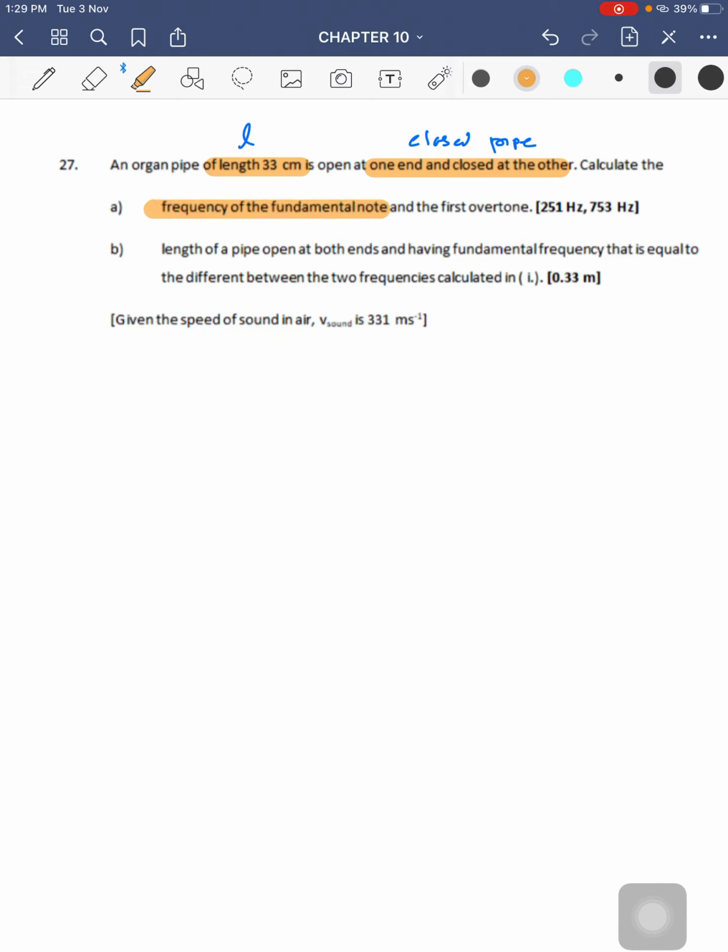Okay, ada 2 soalan, fundamental note and first overtone. Okay, let's see. So cari F1 sama dengan apa? First overtone untuk closed pipe. Okay, kita buat closed pipe. Closed pipe, number of harmonic 1, 3, 5, 7 and so on. Okay, kita dah tengok tadi, this one is fundamental. So F1 ini first overtone.